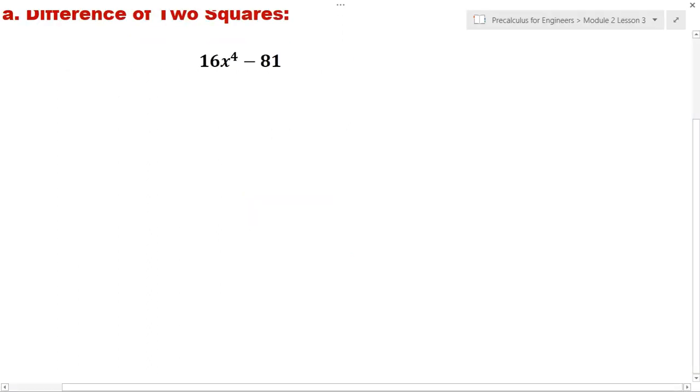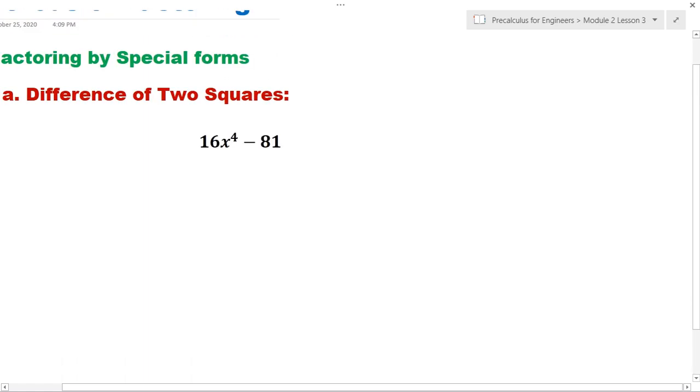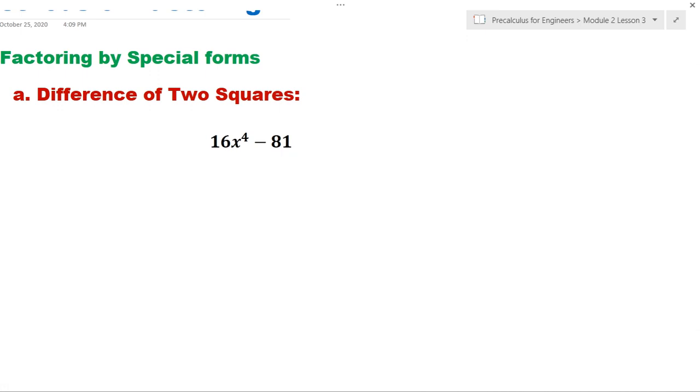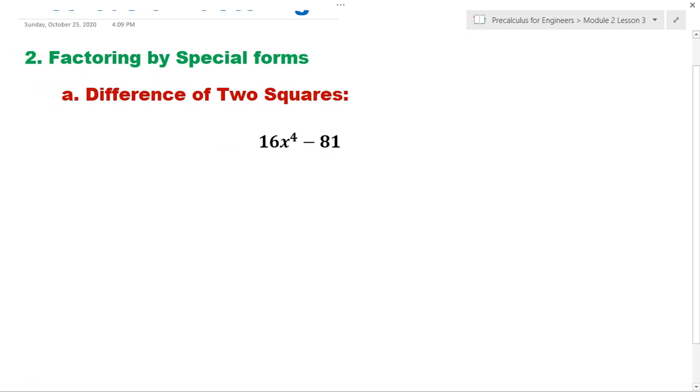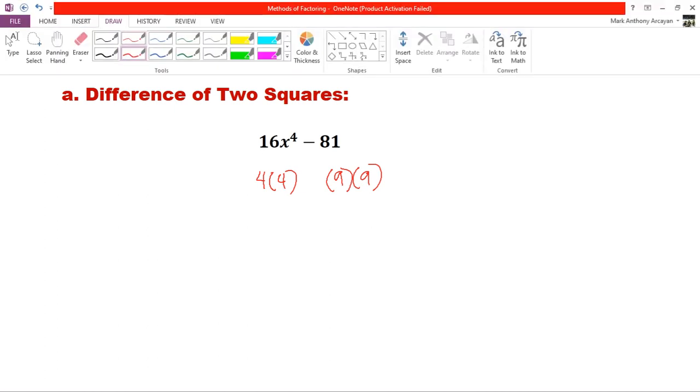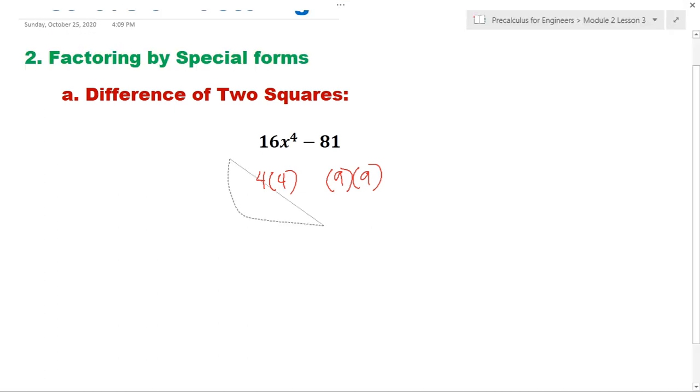Next, another example for the difference of two squares. So, we have here 16x to the fourth minus 81. So, we need to factor out the common first, muna yung standard. Since 16 is 4 times 4, and 81 is 9 times 9, wala silang common, therefore, hindi natin magagamit yung common na method. So, dito talaga tayo sa difference of two squares.